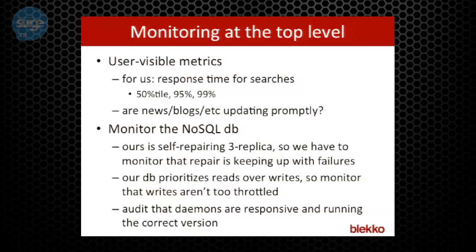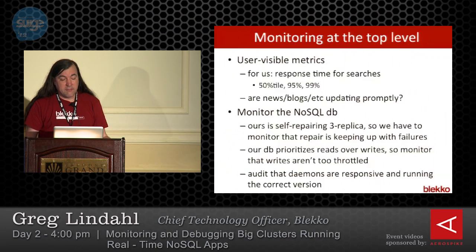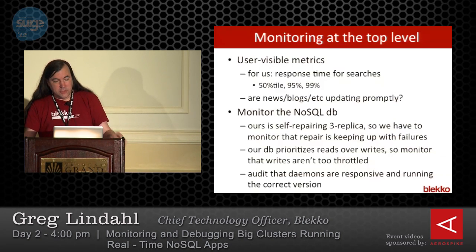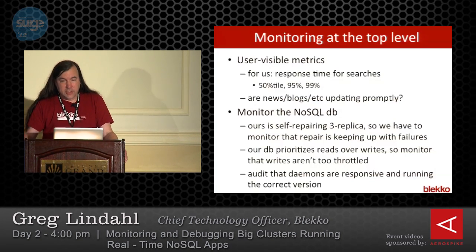So you have user-visible metrics. For us, for example, it's the response time for a search on the search engine: the 50th percentile, the 95th percentile, the 99th percentile. So you need to monitor all these to get an idea of how well you're doing. And for us, we also have a combination of both web search, and we do news and blog search and so on, dated material. And so we also want to know, is the live crawler keeping up with dated material and updating it promptly? So these are normal things to monitor.